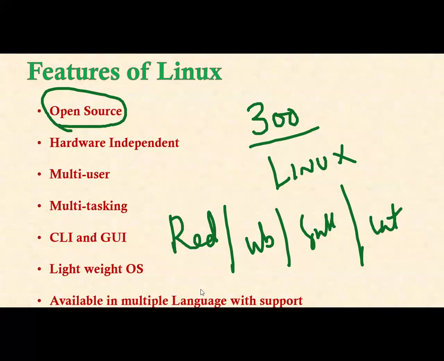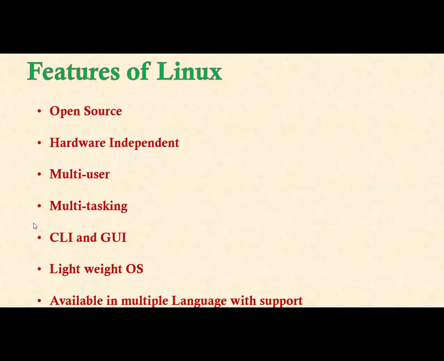Got it? So this is what open source is all about. It is a free operating system. That is one point. And the other point, it is an open source operating system. That means anyone can take the source code of Linux and anyone can redesign or redevelop that particular operating system. In those limitations only, they can make a lot of changes there.